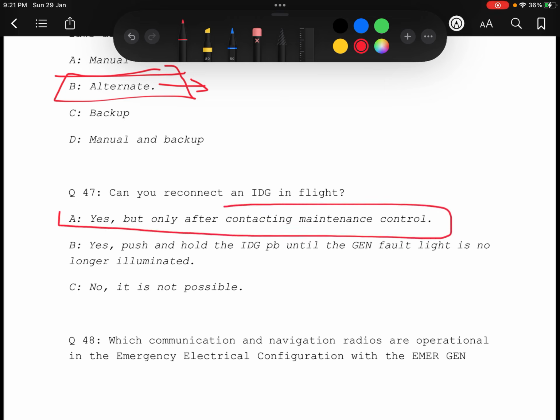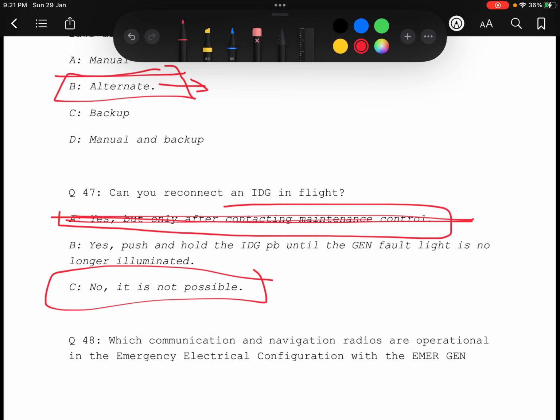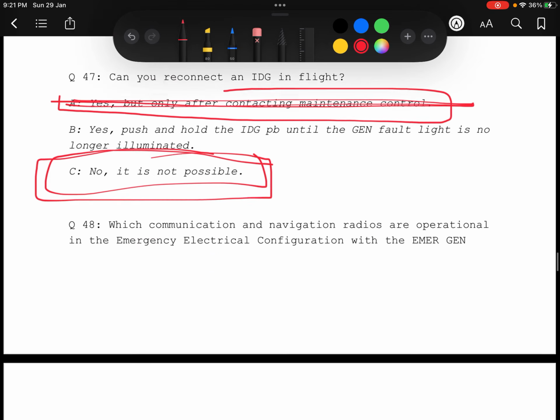It is Charlie. 47. It is Charlie. It's my bad. It is Charlie. No, it is not possible at all.